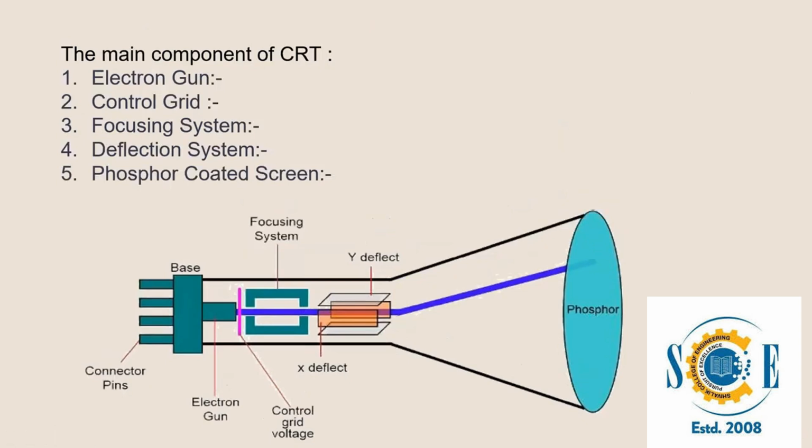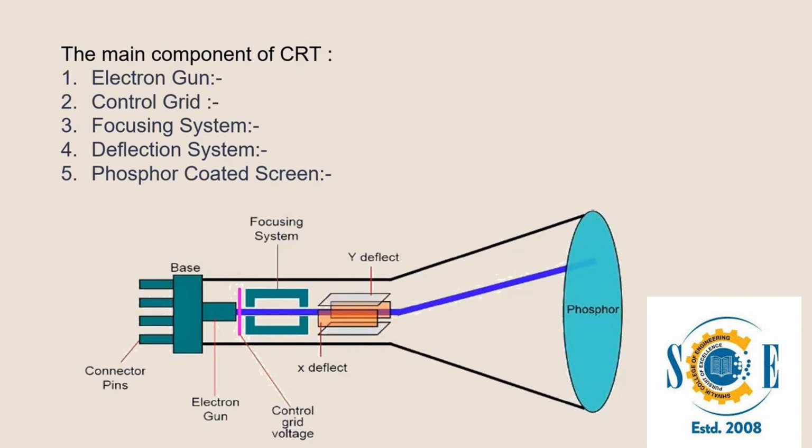The main components of CRT are the electron gun, as I already told you, control grid, focusing system, deflection system, and phosphorus coated screen. So basically, the electron gun works by heating a filament, which is also known as the cathode. It generates negatively charged electrons and accelerates them toward the phosphorus screen.